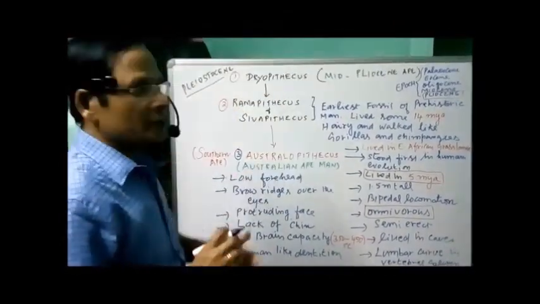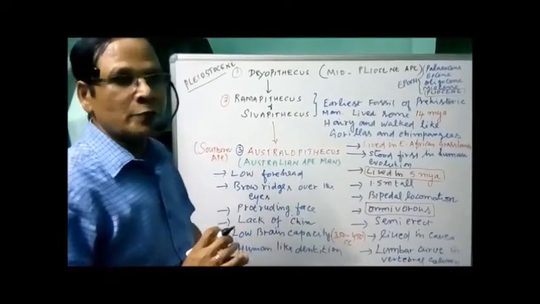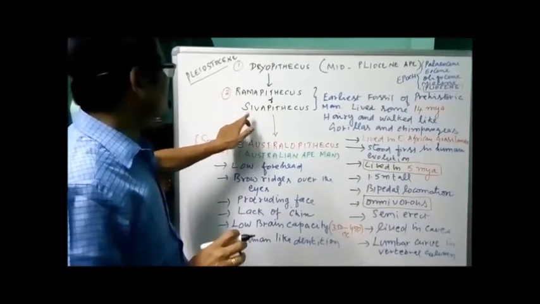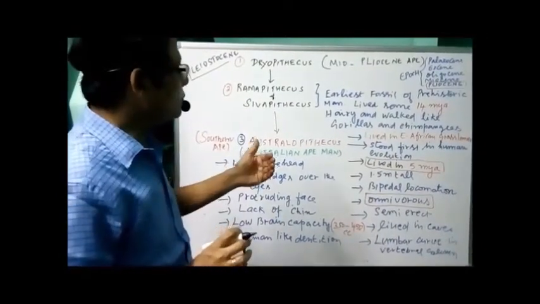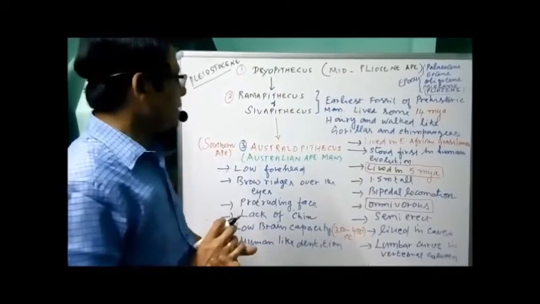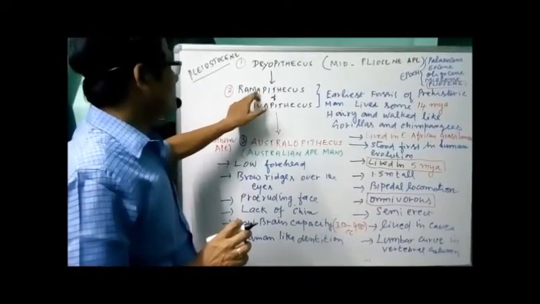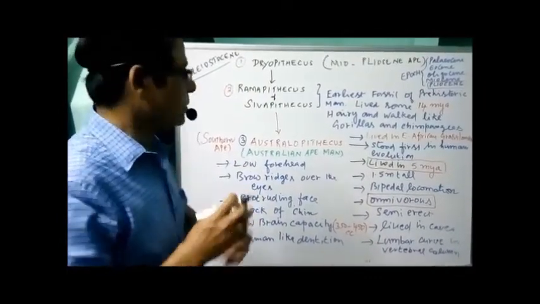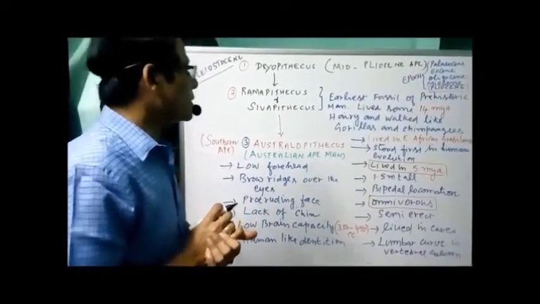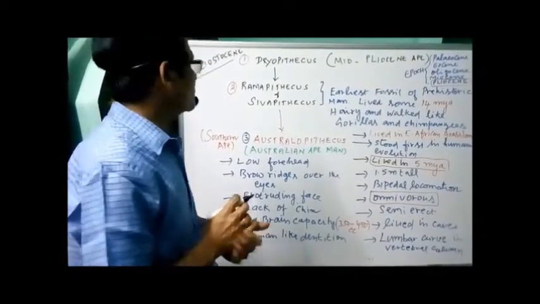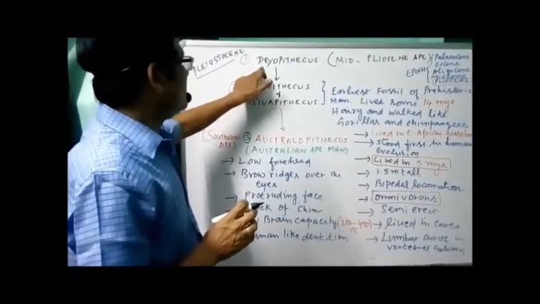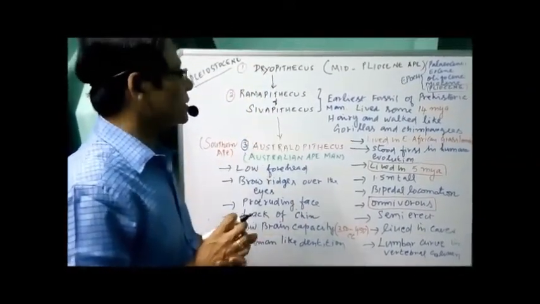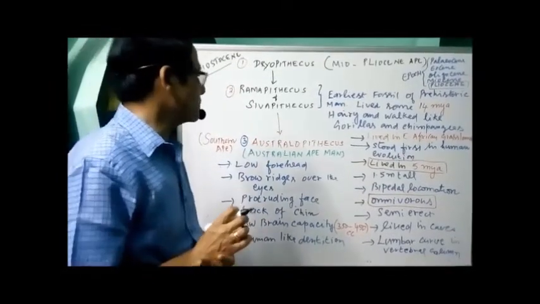From that derived the earliest fossils of prehistoric man, that is Ramapithecus and Sivapithecus. They lived some 14 million years ago, and Ramapithecus, Sivapithecus and Dryopithecus were all hairy in nature. The body was covered with hair. They walked like gorillas and chimpanzees. So these two derived from Dryopithecus, but all three had common characters: a hairy body and walking like gorillas and chimpanzees.